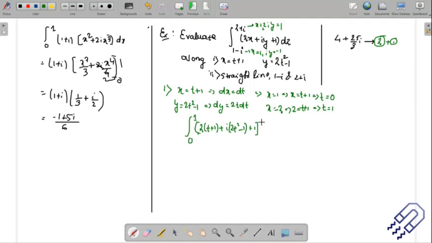What is my dz? dz is dx, dx is dt plus i dy, so i dy is 2t dt. So you see everything comes in terms of t now. Limits also we have changed in terms of t, and now we can easily solve it. An obvious question might come to mind: I have written the value of x and found the value of t. If I write down the value of y, will I get the same value of t?